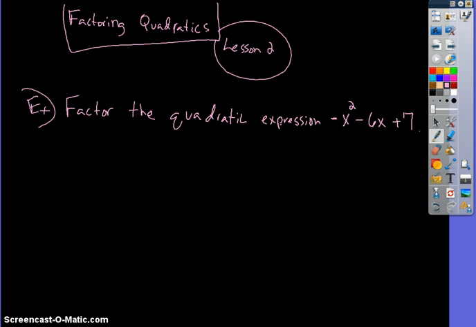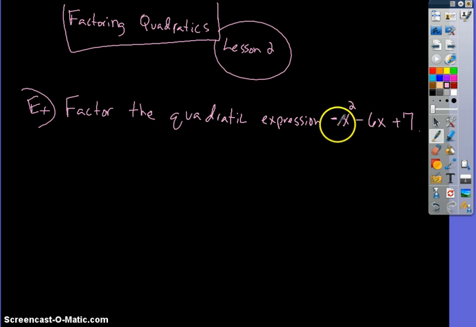All right, so this example says factor the quadratic expression. This is a negative sign, so negative x squared, subtract 6x plus 7. So in doing this, the first thing you want to look for is, what is the GCF? So you're looking for that, and you look for a GCF there. Is there a GCF? You might say no.